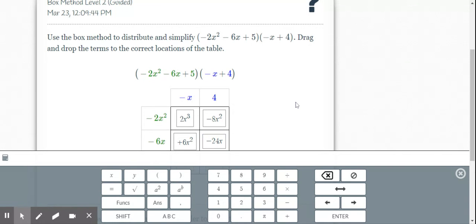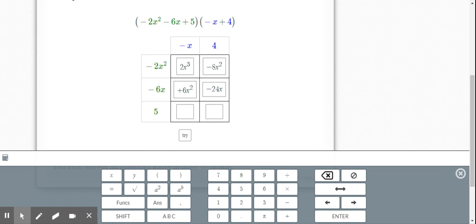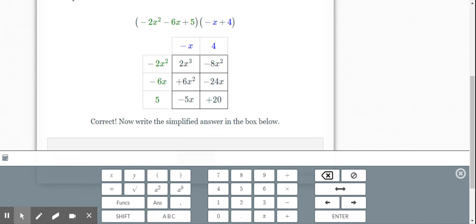So you can just type these in, like I said, on your keyboard, or you could use the buttons down here to type them in. 5 times -x would just make a -5x. And then here, lastly, 5 times 4, that's going to make a positive 20. And so then we're going to double check. Does everything look right? Great, everything looks good.